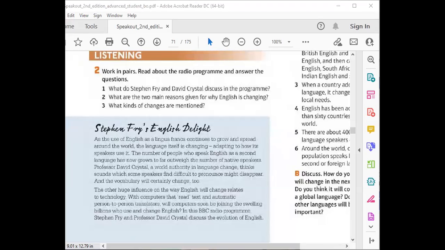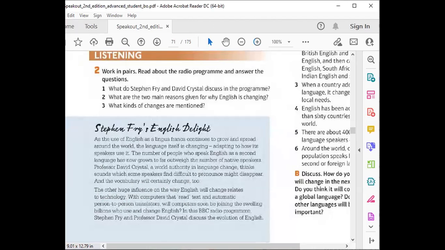Stephen Fry's English Delight. As the use of English as a lingua franca continues to grow and spread around the world, the language itself is changing, adapting to how its speakers use it. The number of people who speak English as a second language has now grown to far outweigh the number of native speakers. Professor David Crystal, a world authority in language change, thinks sounds which some speakers find difficult to pronounce might disappear, and the vocabulary will certainly change too.